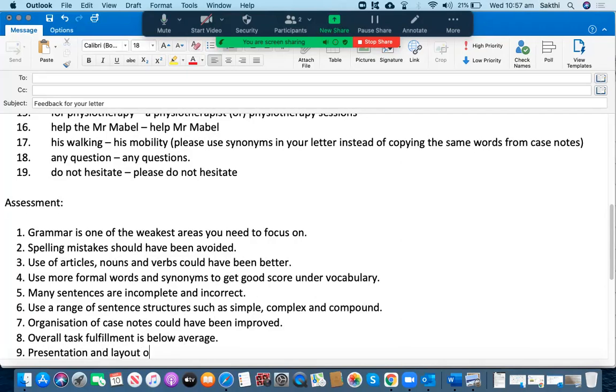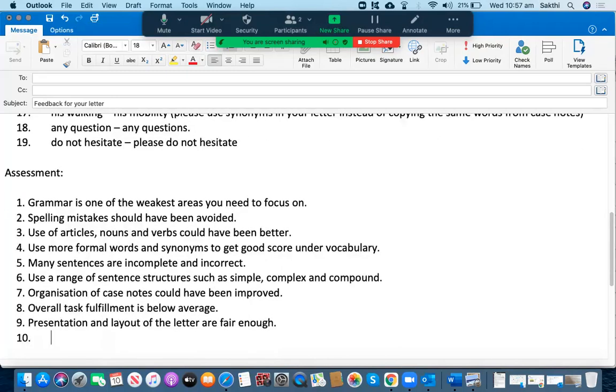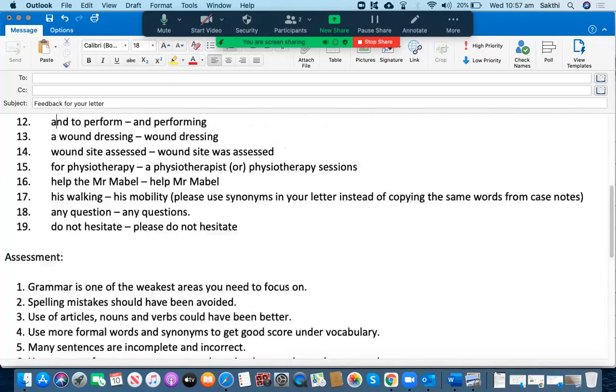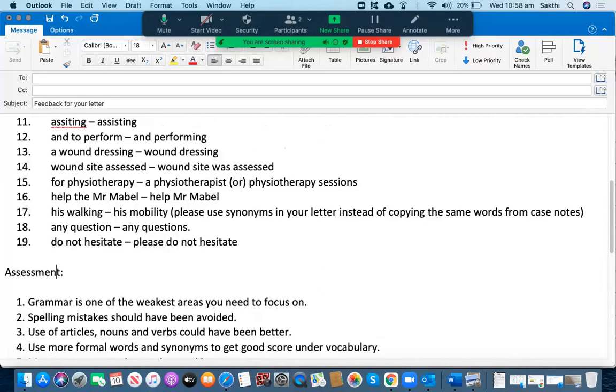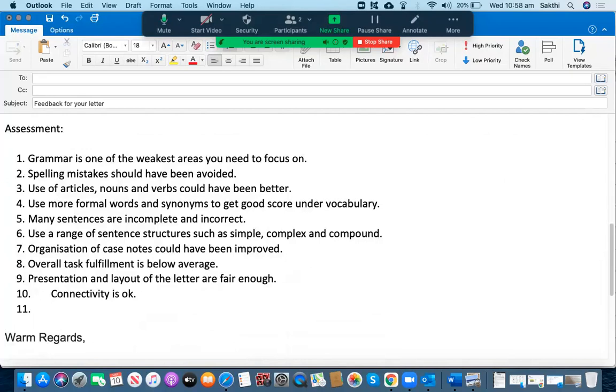Presentation and layout of the letter are fair enough. Okay, you are able to give enough spaces and things like that. You have given blank lines between two paragraphs. I'm happy with that. What else? Connectivity is okay as well. You are able to use many connecting phrases. That's all good. But use polite words whenever you have to write. Don't say, do not hesitate to contact me. Do write, please do not hesitate to contact me. Okay, that's what you have to use. And you could have used more passive-wise sentences, more passive structure more frequently.